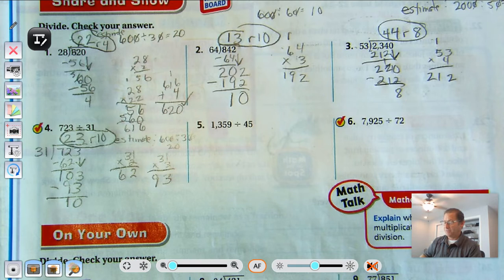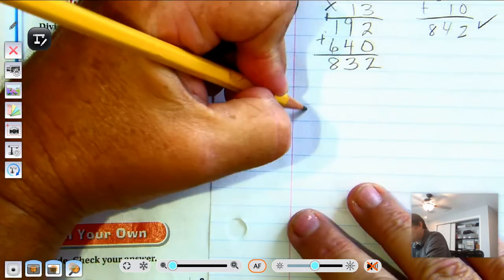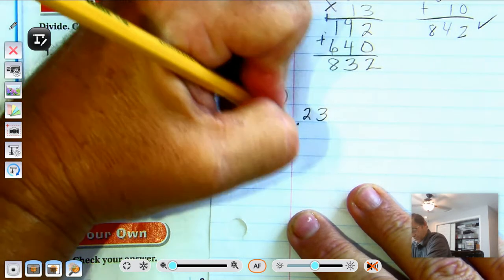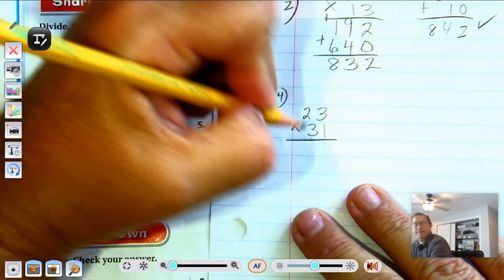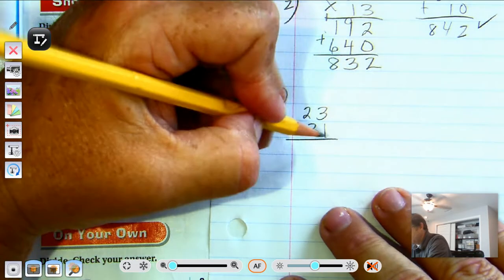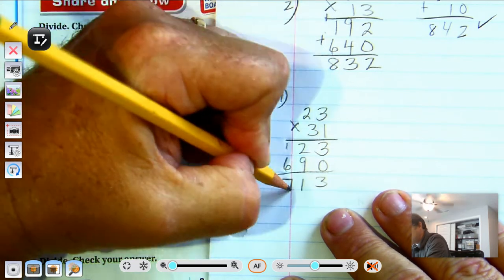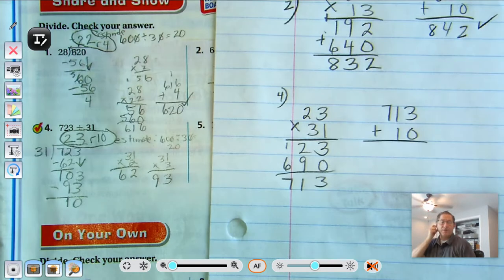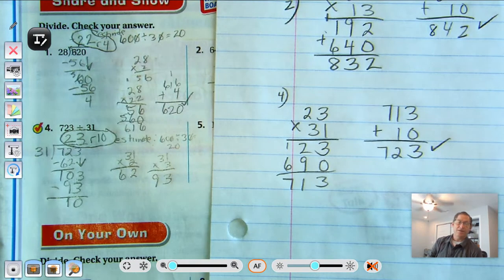So 23, remainder 10. Let's check our answer. 23 times 31, and we'll have to add the remainder 10. All right, so 23 times 31 is 713. Add the remainder 10, and it matches the dividend 723.